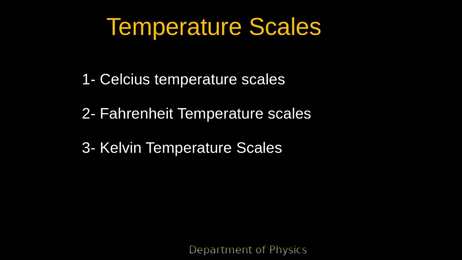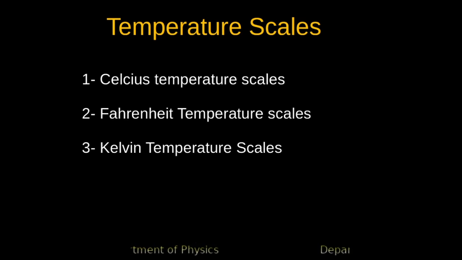The second one is the Fahrenheit temperature scale. The Fahrenheit scale, used in the United States, employs a smaller degree than the Celsius scale, and its zero is set to a different temperature. Daniel Fahrenheit, 1686 to 1744, exact date is 1720.